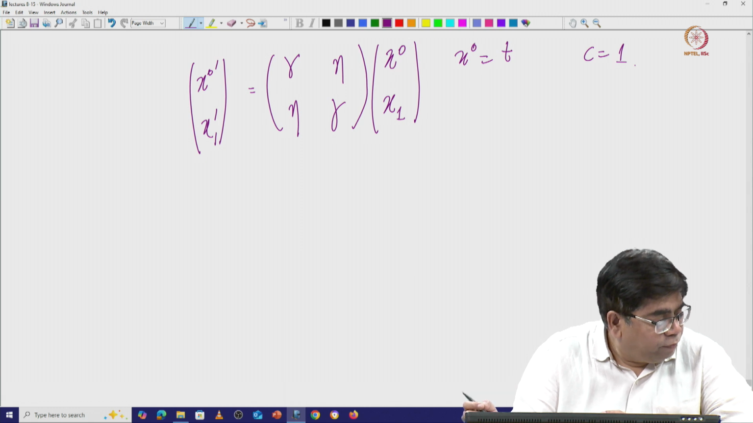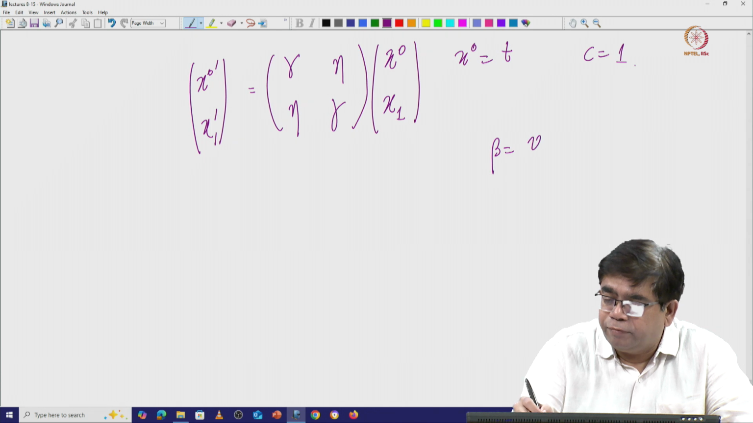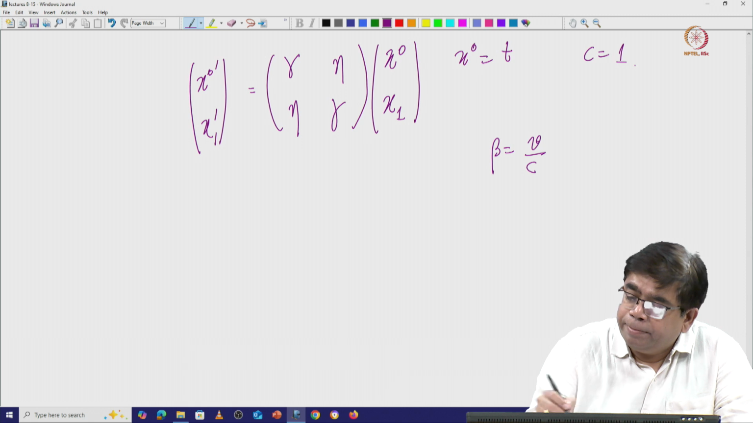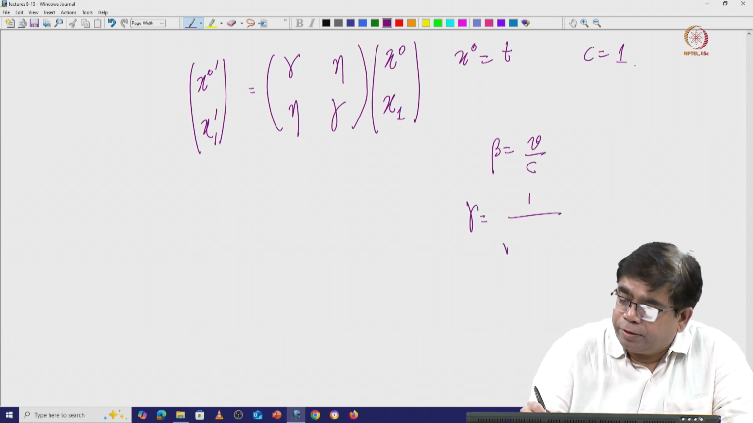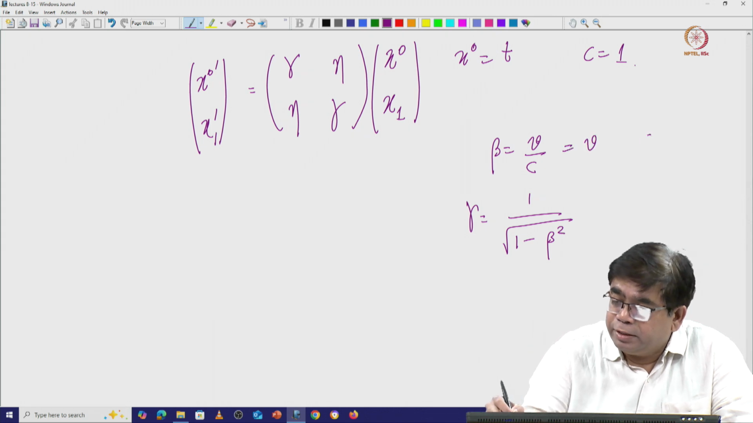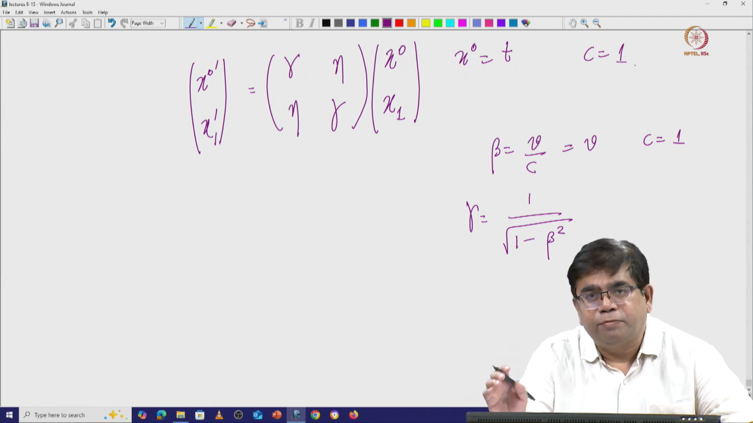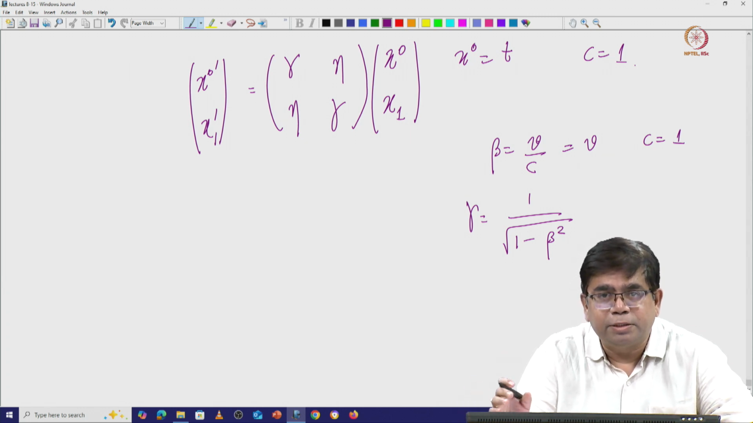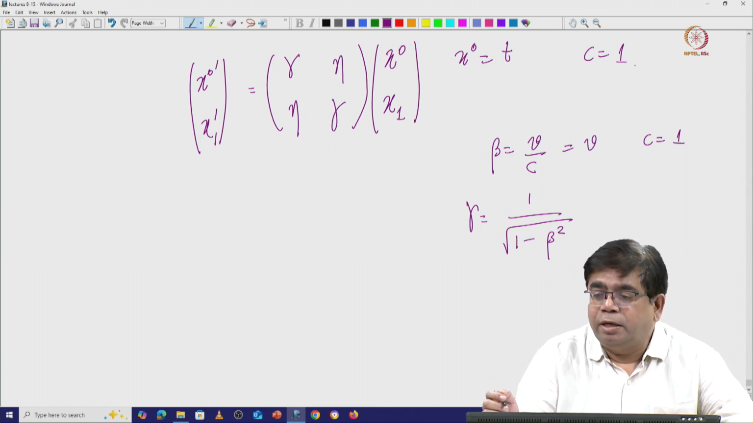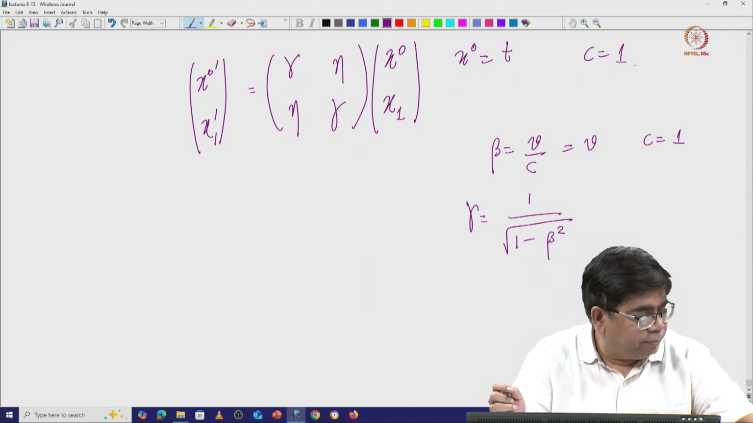Let's first define what beta is. Beta is a boost essentially, or beta is v by c. Beta is defined as v by c, and gamma is equal to 1 by the square root of 1 minus beta square. So this is nothing but v, because c is equal to 1. I already introduced this in one of the previous lectures when I was introducing the boost. I just wanted to make this notation much clearer, recapitulating what you already know in a better notation.